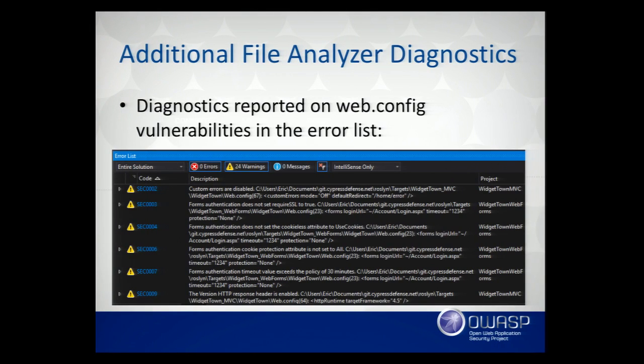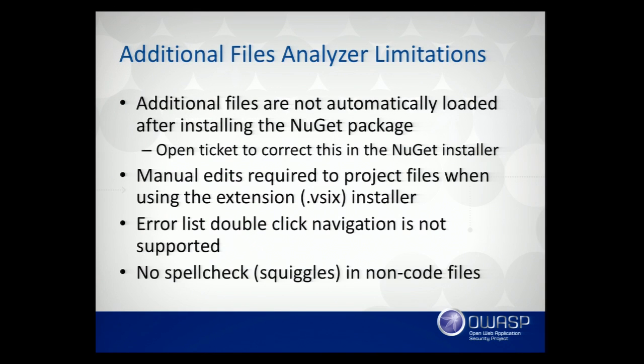Okay, so I gave you two rules. I showed you how to create a normal code rule and then a non-code rule. I talked about these limitations already, so just a recap. They're not automatically loading additional files. You need to edit your csproj files to add that content option. I will eventually get the ticket worked through on my side for the tool I'll show you in a minute to have NuGet do that for you. You have to manually edit your project files if you're going to use the VSIX extension install option.